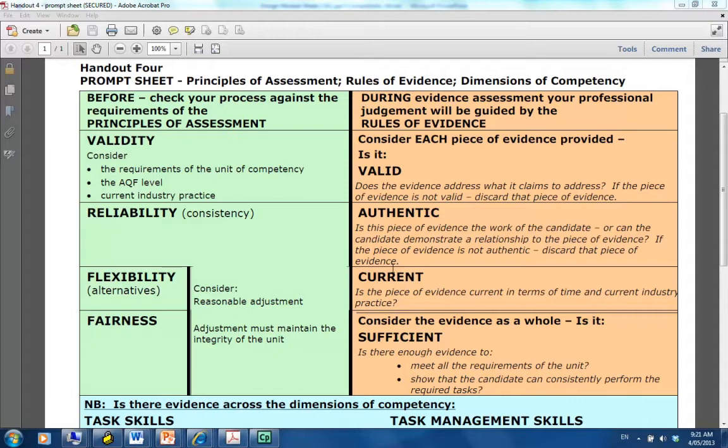Now, if you aren't a qualified assessor, if you're just gathering evidence and you're contributing to the assessment, it is up to the supervising assessor to ensure that fact for you. Okay, so the validity should all be taken care of by the assessor who is qualified.